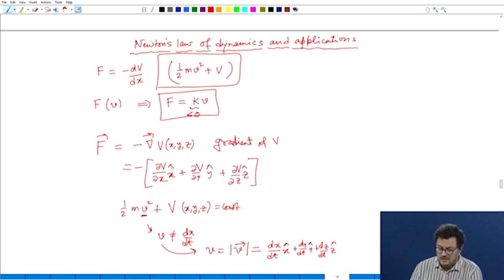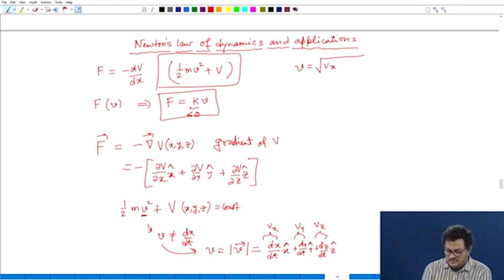So, what is Vx? Vx is nothing but dx/dt, and Vy is nothing but dy/dt, and Vz is nothing but dz/dt. And what is then V? V is nothing but the root over Vx square plus Vy square plus Vz square.